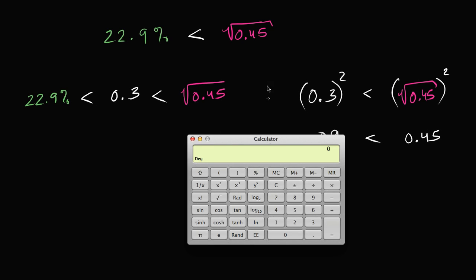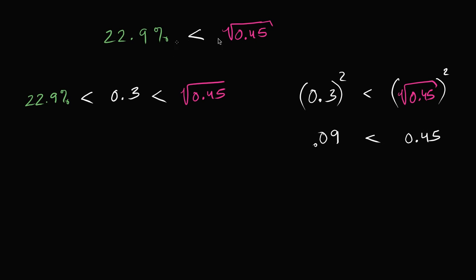Or you could do it the other way around. You could just use your calculator to calculate the square root of this. So you could say 0.45 and then take the square root. The square root of this value right over here is approximately 0.67. So this thing right over here is approximately 0.67, which is approximately 67%, which is clearly greater than 22.9%. So a bunch of ways that you could approach it.